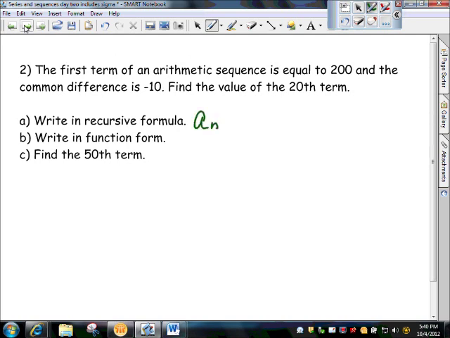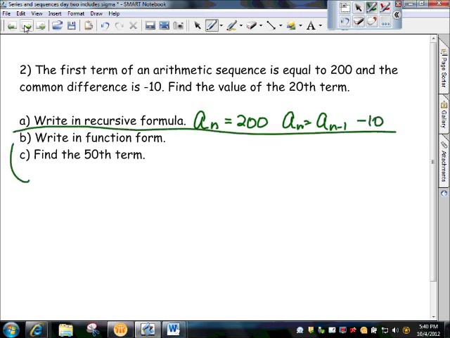So here it is in recursive. A sub n is equal to 200. Oh, I meant to put a sub 1. I meant a sub 1 is equal to 200. Doggone it.